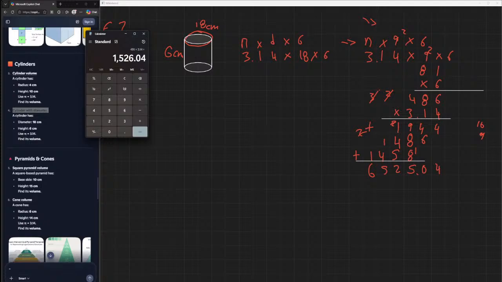24 for 2, 8 times 4 is 32 plus 2 is 34. 4 times 4 is 16 plus 3, 19, okay, 6, 8, 4, and then 3 times 6 is 18, 3 times 8 is 24.